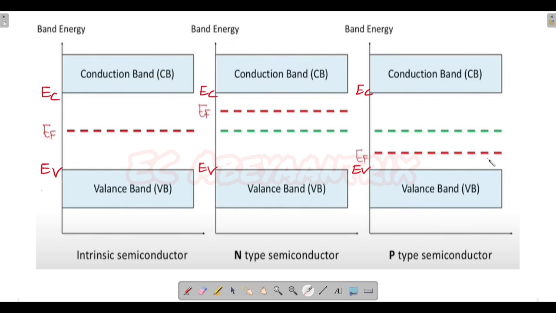So I'm concluding this. In an intrinsic semiconductor, the Fermi energy level lies midway between the conduction band and valence band. In an N-type semiconductor, it lies above the midway.